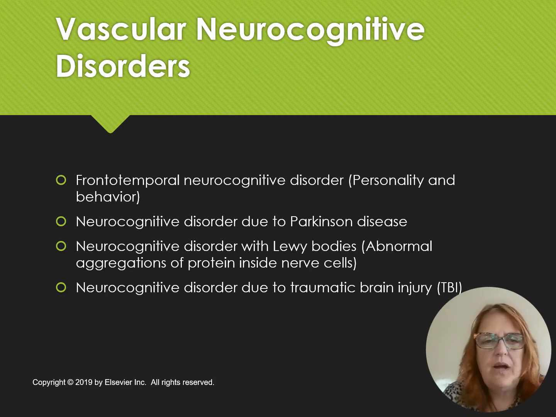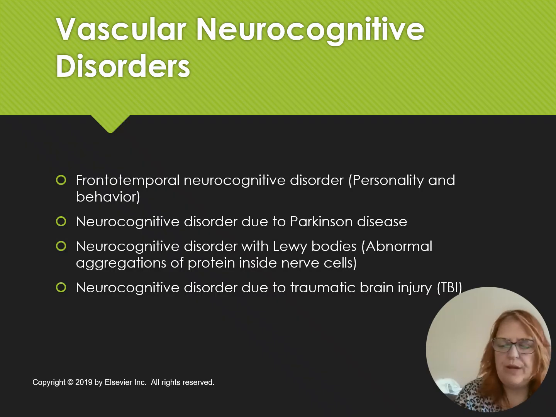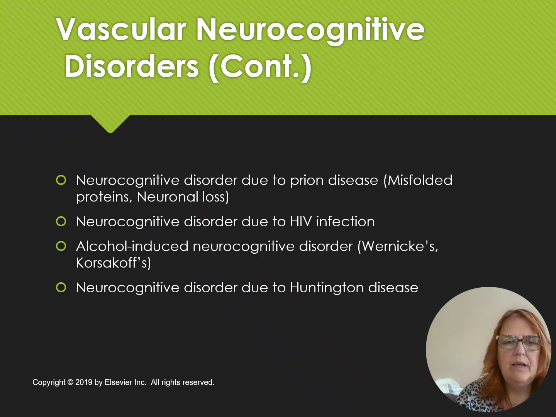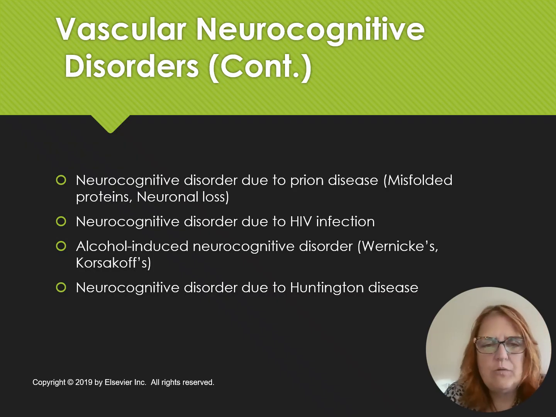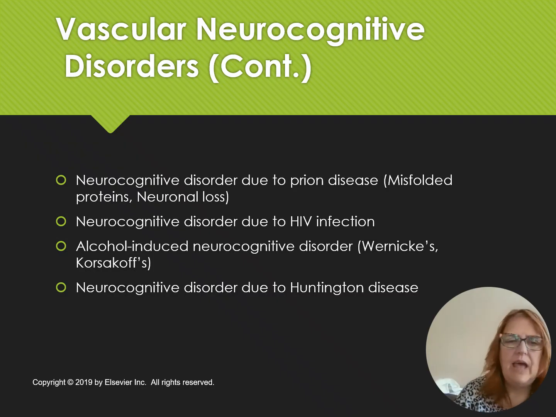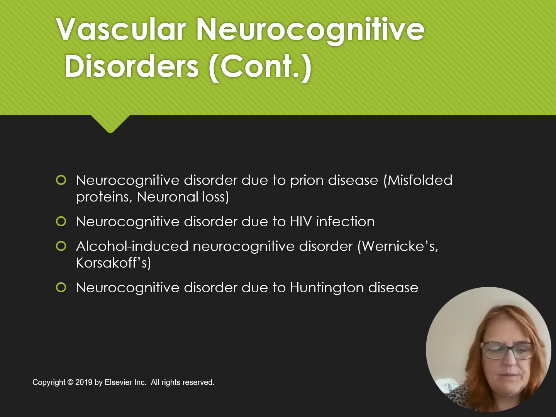So now we'll talk about vascular neurocognitive disorders. So that could be frontotemporal neurocognitive disorder, which would be personality and behavior. Neurocognitive disorders due to Parkinson's disease. Neurocognitive disorder with Lewy bodies, which would be abnormal aggregations of protein inside the nerve cells. Or neurocognitive disorder due to traumatic brain injury, or TBI. There's also neurocognitive disorders due to prion disease, which is the misfolded proteins and neuronal loss. There's also neurocognitive disorder due to HIV infection, alcohol-induced neurocognitive disorders, and neurocognitive disorders due to Huntington's disease.